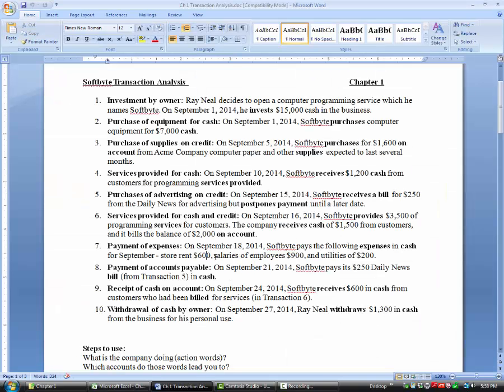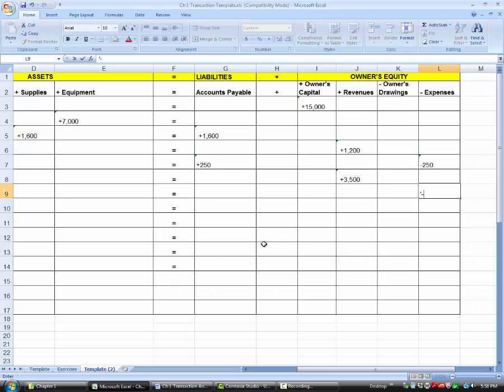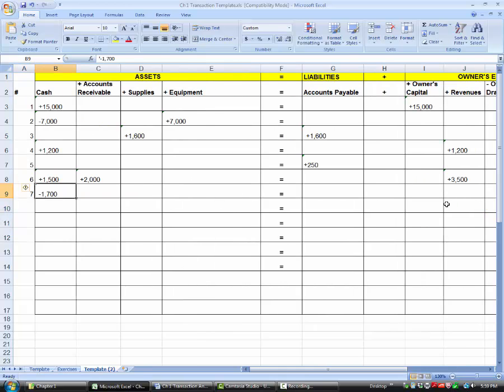So just looking again, rent is 600, salaries 900, and utilities of 200. So minus 600 rent, minus 900 salaries, and minus 200 for our utilities. Those all add up to 1700. Again, remember that the negative is not because expenses are going down or because they are being paid. It is because the fact that we have more expenses actually decreases our owner's equity. So this 1700 balances with the negative 1700 in our cash account.